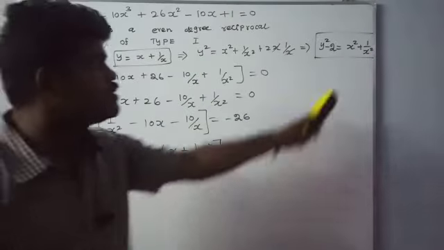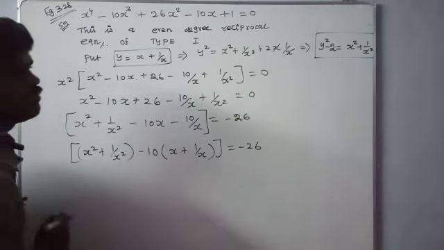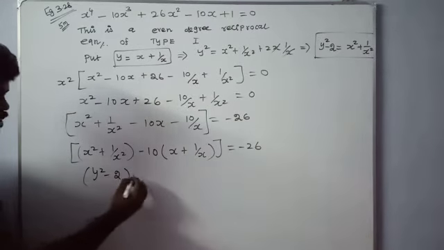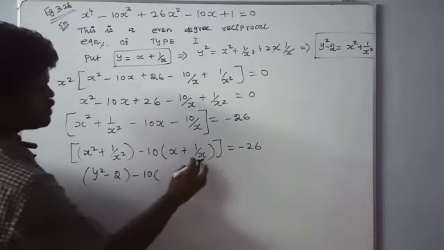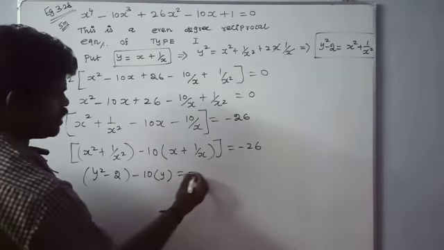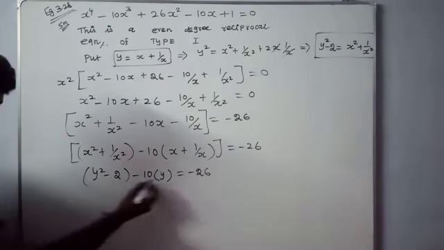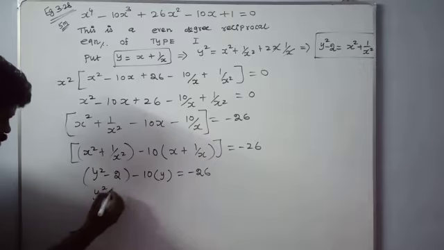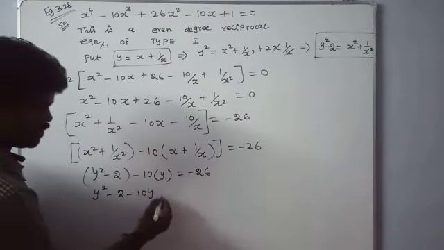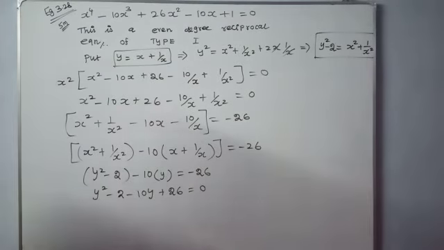What is the value of x square plus 1 by x square? It is y square minus 2. Apply the value here: y square minus 2 and minus 10 into x plus 1 by x, which is y, is equal to minus 26. Solve this sum: y square minus 2 minus 10y minus 26 plus 26 equal to 0.